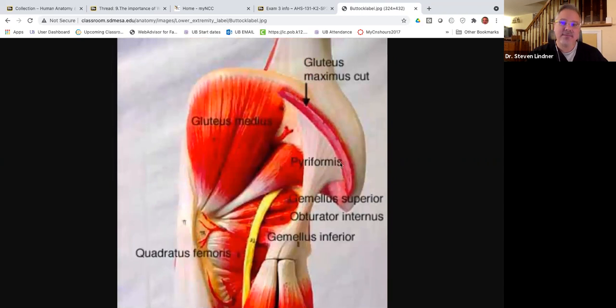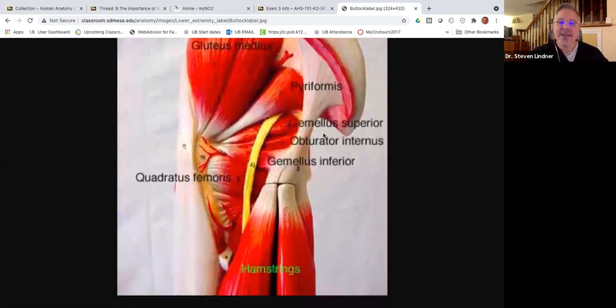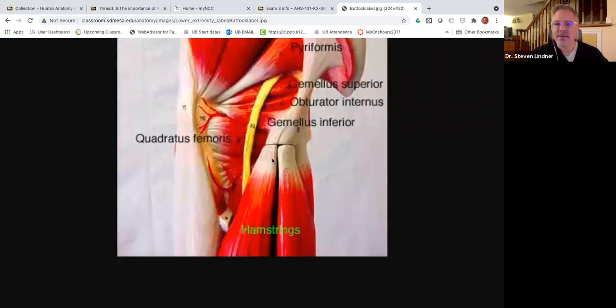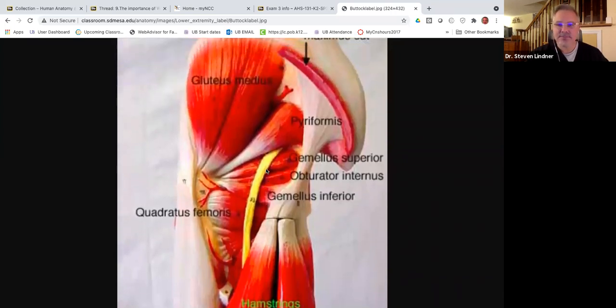The other thing I want you to see in this view is now that the gluteus maximus is cut out of the way, we can now see where the hamstring muscles originate, and that's the ischial tuberosity. So you can see the medial and the lateral hamstrings.